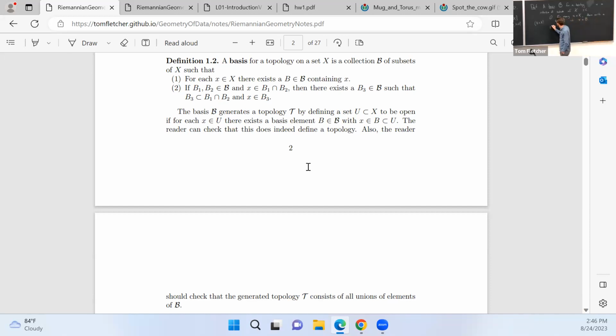And then number two, if you have two basis elements B1 and B2 that have a non-empty intersection, so B1 intersect B2 is not empty, meaning there's something in the intersection where they overlap somewhere, then there exists, if you haven't seen that before, a third basis element B3 such that B3 is contained in that intersection.